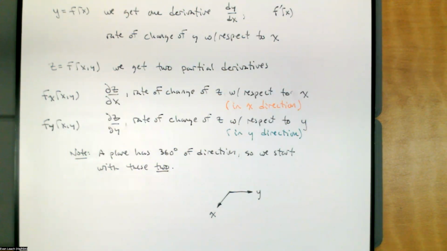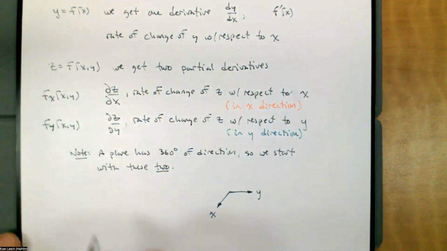The thinking about rates of change isn't going to change. It's just that now we have more than one input. So we have dz dx and dz dy. That part is still the same. We have to be able to calculate partial derivatives. I'm not going to tell you how to calculate partial derivatives. I'm just going to ask you to calculate some partial derivatives.